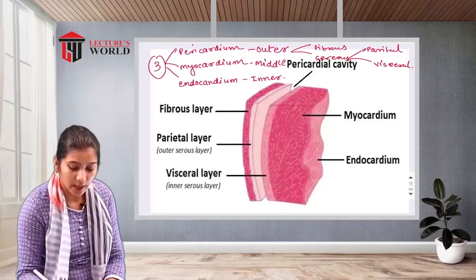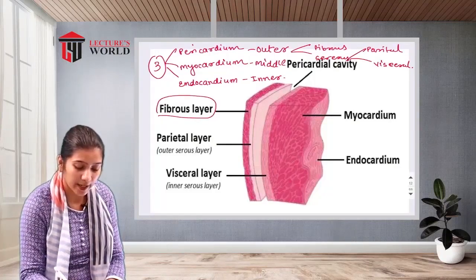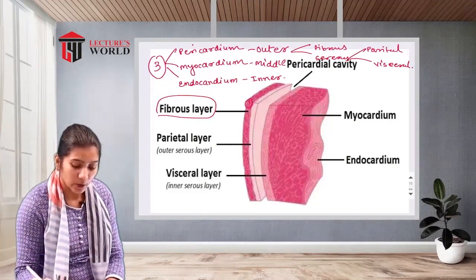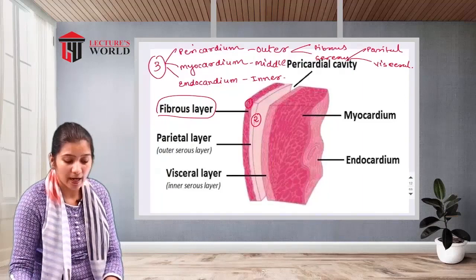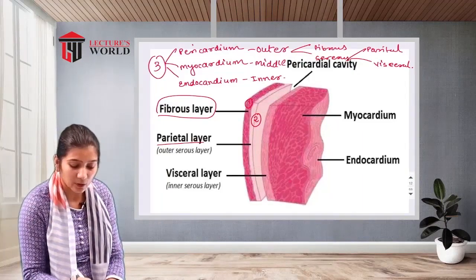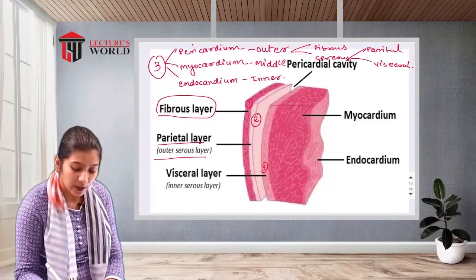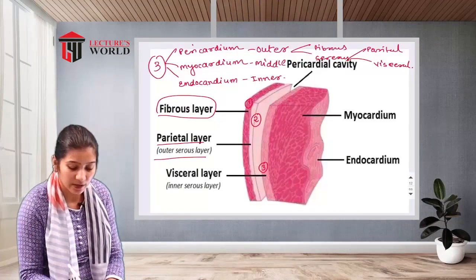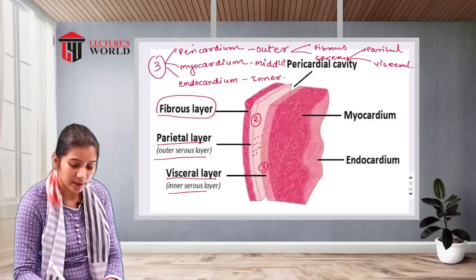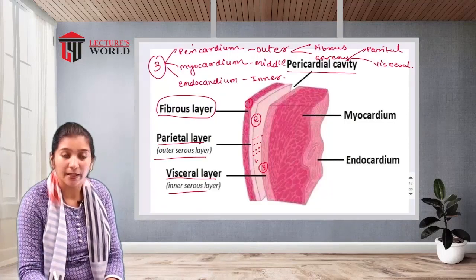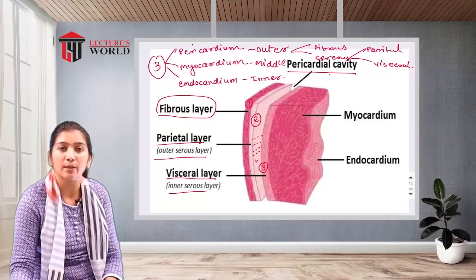We can see over here, this is the fibrous layer of the pericardium, the first layer. This is the second layer of the pericardium, the parietal layer, the outer serous layer. The inner one is the third layer, the visceral layer, and between these a space is present, known as the pericardial cavity. Whatever fluid is present in the pericardial cavity is known as the pericardial fluid.